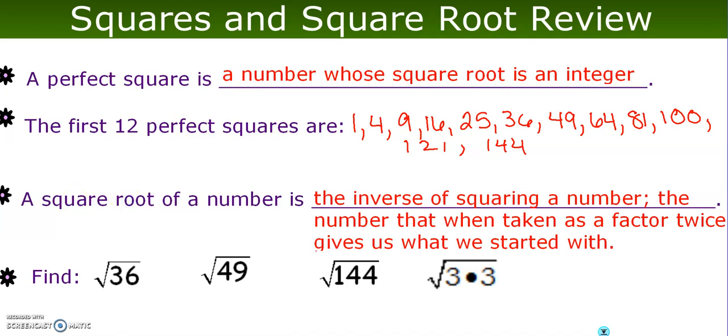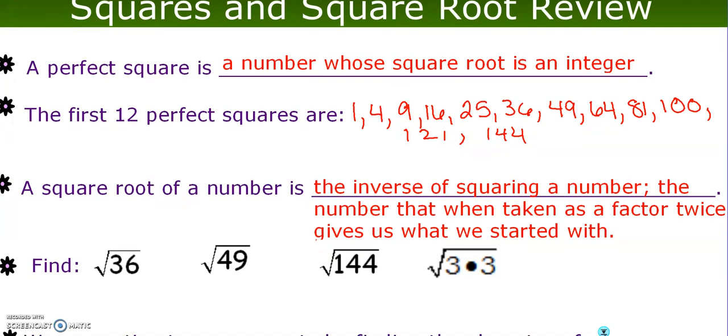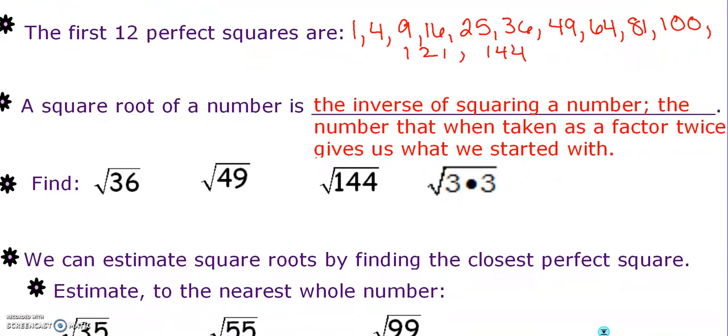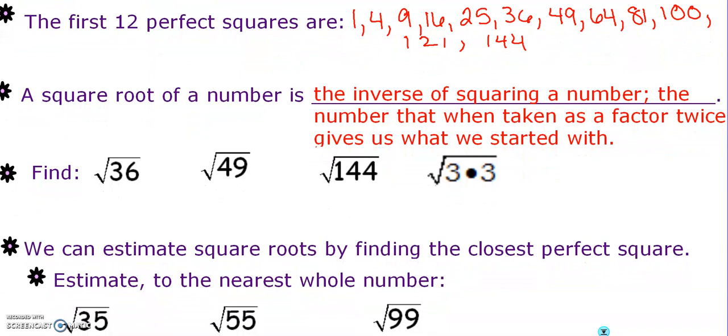A square root, and I just need you to copy down the first part, is the inverse of squaring a number. It's just kind of going backwards. If you have a perfect square, do you know what number you used to multiply by itself to receive it? So if we take a look, it says find the square root of 36. Well, let's see, what times what equals 36?